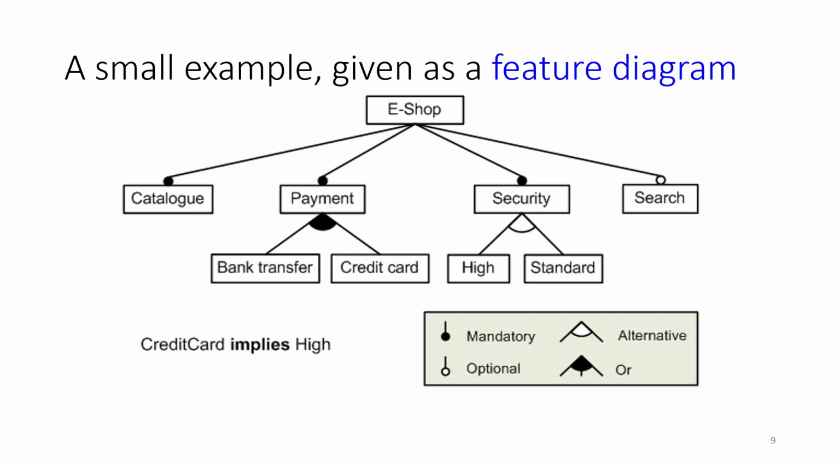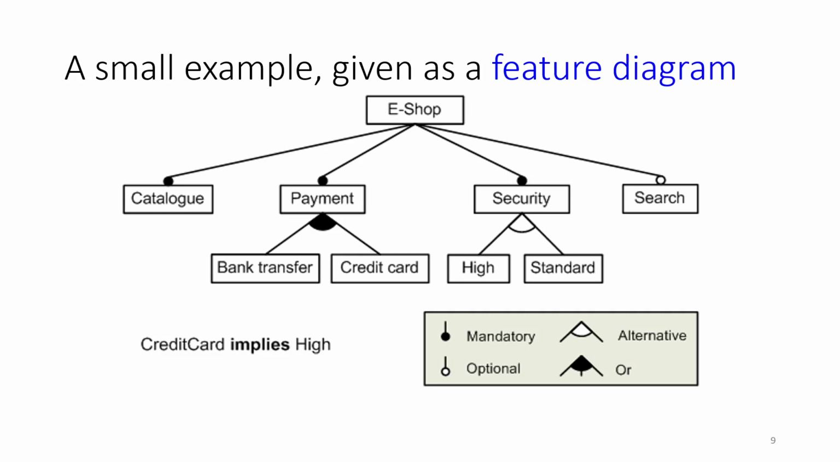We say credit card implies high. So this means that we have to find the feature credit card. If we ever include the credit card feature, we have to include the high security feature. And well, this then automatically excludes the standard security because it's an exclusive choice.